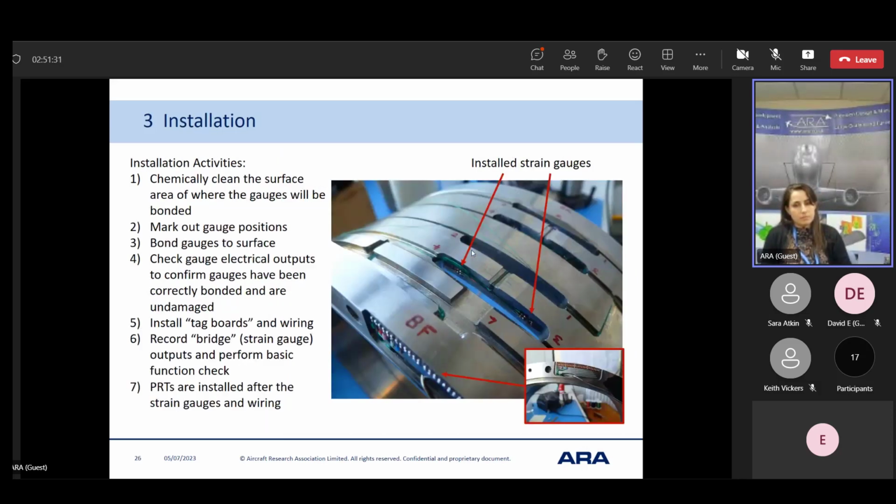For the installation itself, we're going to chemically clean the surface areas where the gauges were to be bonded, mark out the gauge positions, and bond gauges to the surface. After bonding, we do a visual check of the gauges, checking particularly for any air bubbles on the grid surface. Check resistance outputs of the bridges, install the tag boards and wire up the bridges, and once wired, record the bridge outputs and perform a basic function check. PRTs were also installed on the balance after the strain gauging wiring.